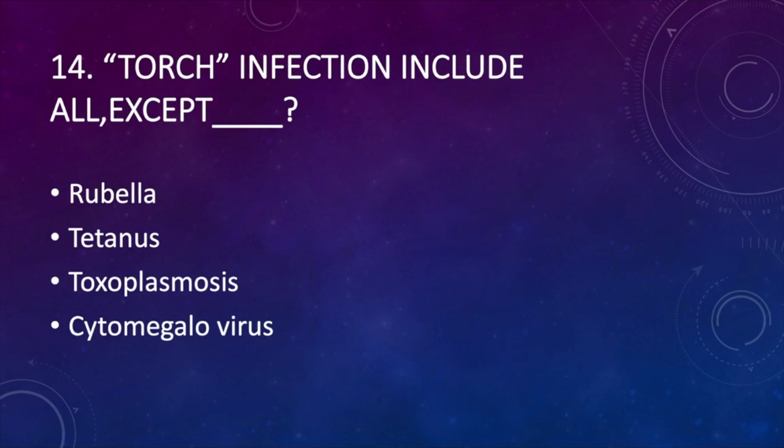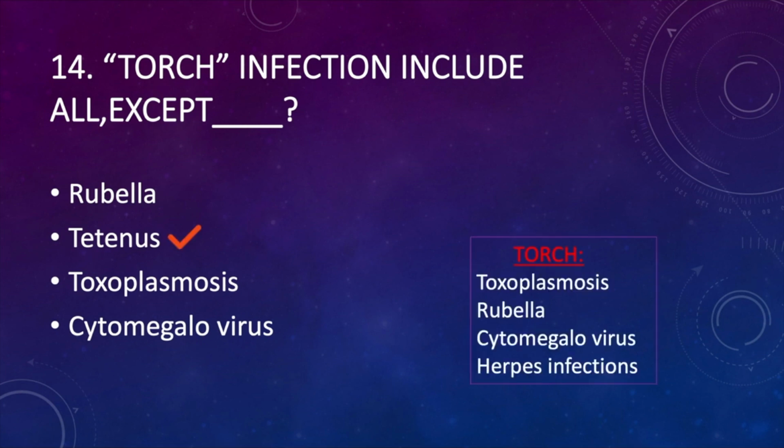TORCH infection includes all except option A, rubella; option B, tetanus; option C, toxoplasmosis; option D, cytomegalovirus. Answer option B, tetanus. TORCH: toxoplasmosis, rubella, cytomegalovirus, and herpes infections.